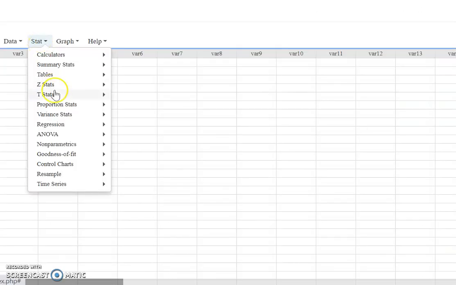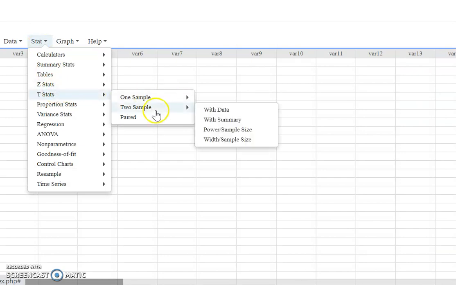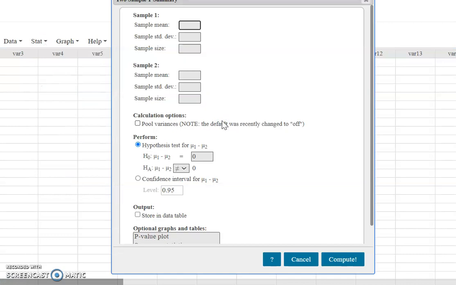Going to Stat, T-Stats. This time we're looking at 2 samples. We have our summary statistics, and our first sample mean for the stent group was 2.26. The sample standard deviation was 1.78. The sample size was 98. Our second group, which is the control group, had a mean score of 3.23, a standard deviation of 1.78, and a sample size of 93.